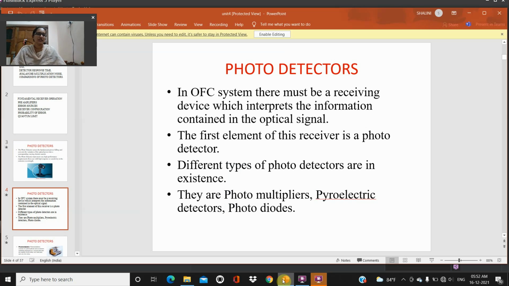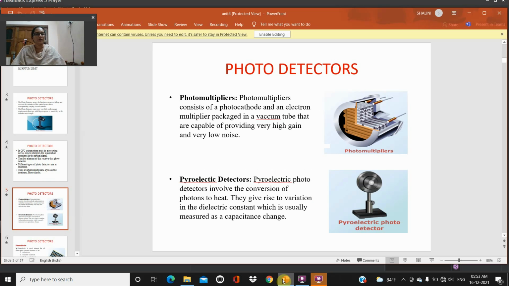In an OFC system, there must be a receiving device which interprets the information contained in the optical signal. The first element of this receiver is a photodetector. Different types of photodetectors are in existence. They are photomultipliers, pyroelectric detectors, and photodiodes. The photomultiplier structure is like that.